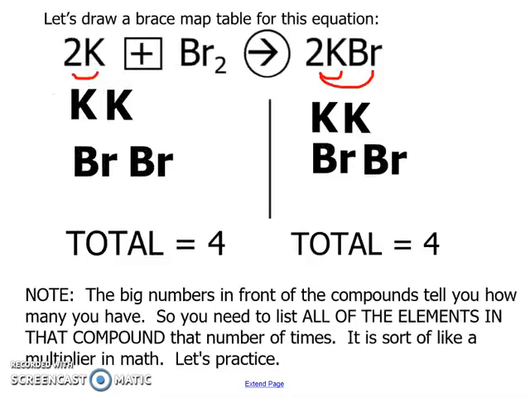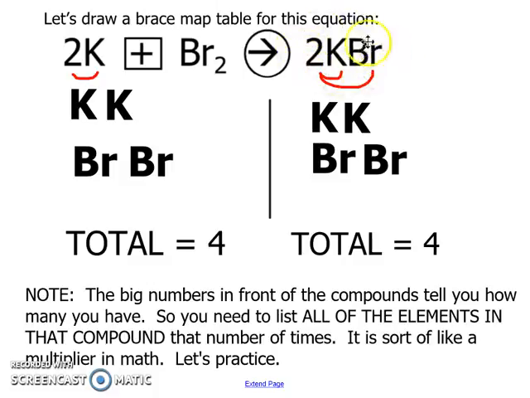So here's another example. We have 2K plus Br2 turns into 2KBr. Okay, so this is where these coefficients come in. This is new. So this 2 applies to this K. So there's 2 Ks, just as if it would have had a subscript. Okay, and then we have Br2, so we know there are 2 parts. Our total is 4.